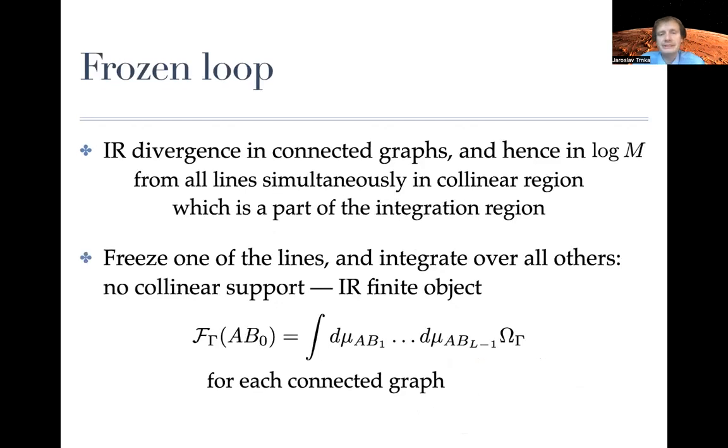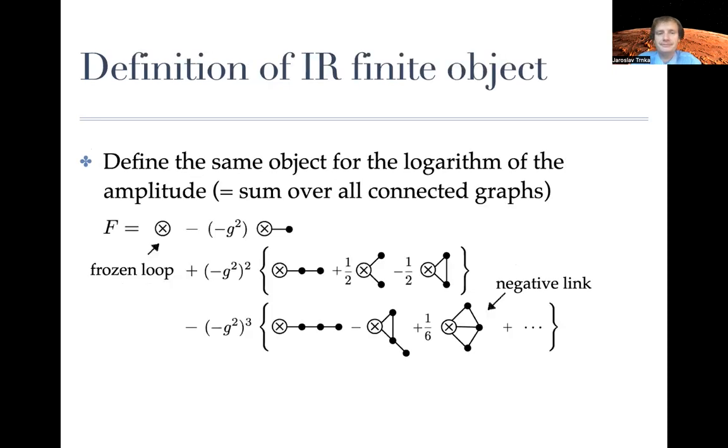Okay, so this is this object F. We defined an IR finite object, which is taking the logarithm of the amplitude and integrating only L-1 of the loops, not the last loop. And this object is finite, an object of a single cross ratio for 4 points. This is the one which we take and expand in terms of these negative geometries.